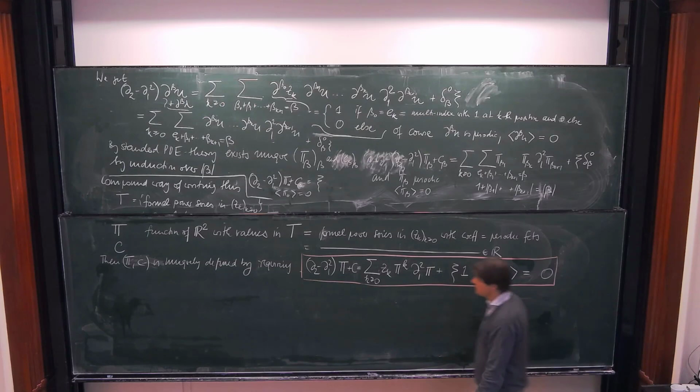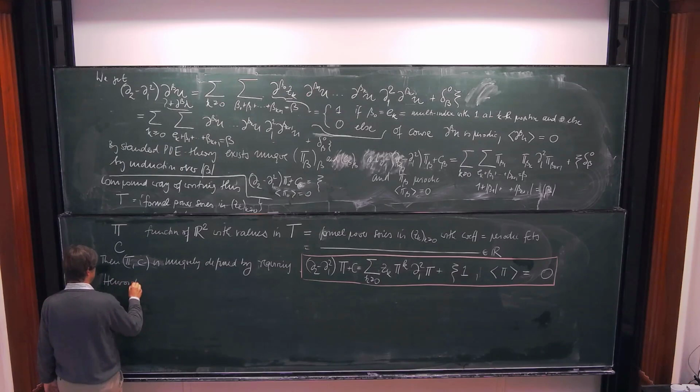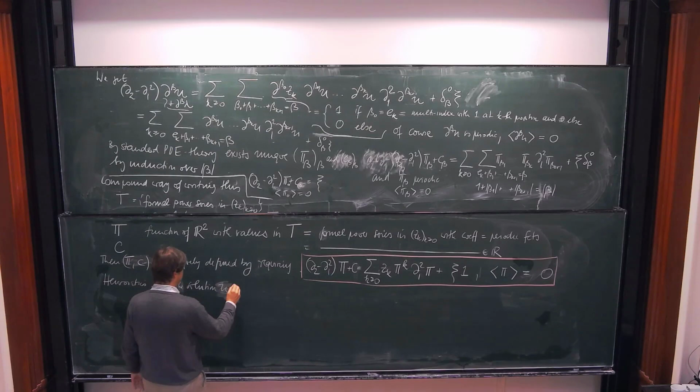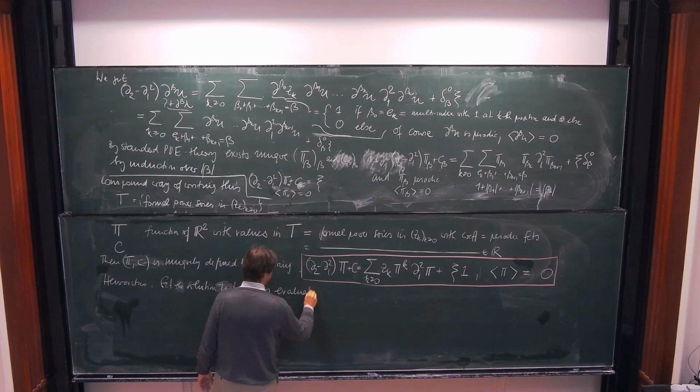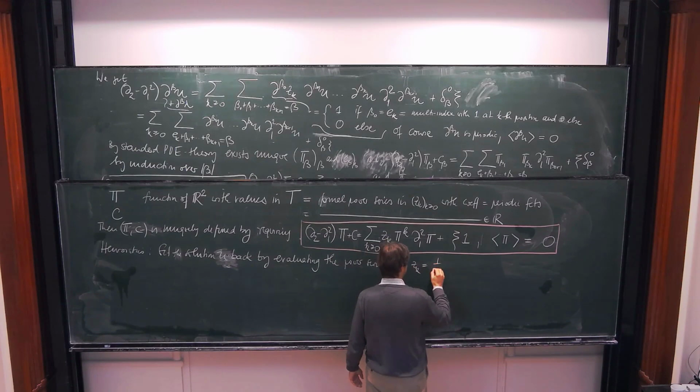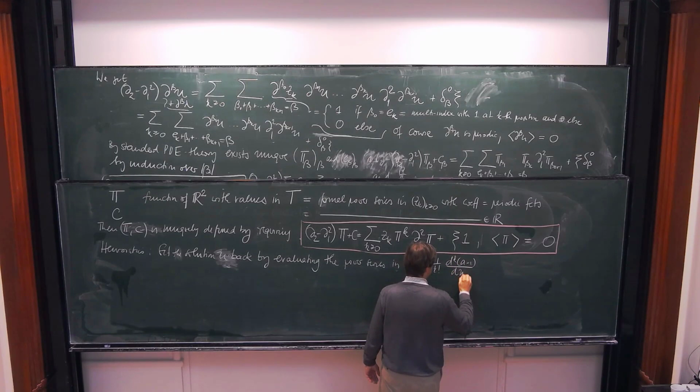So this is completely rigorous, but then the heuristics is: get the solution u back by evaluating the power series in the argument z_k, equal to 1 over k factorial d^k A minus 1 d^k at 0.